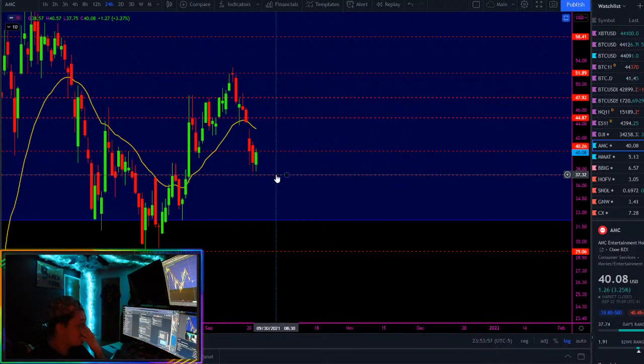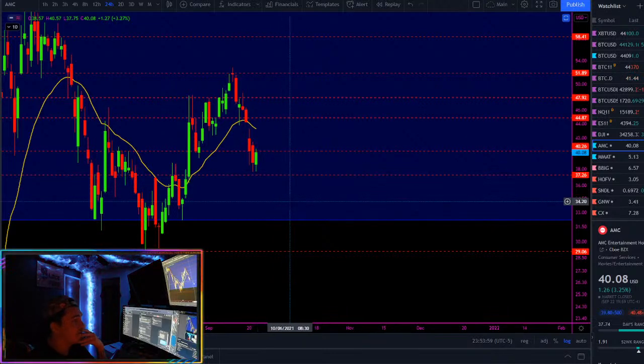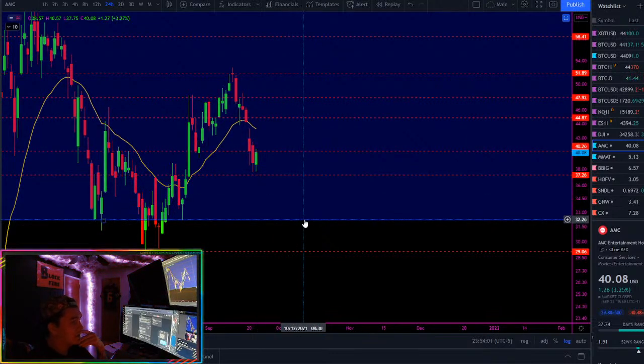If we break 37.23, I'll be looking for price action to continue all the way down to the bottom side of this blue box area here, somewhere around 32.30. I do apologize, you guys, I get really excited and start messing up my words. Matt's in the house. What's going on? Happy Wednesday.